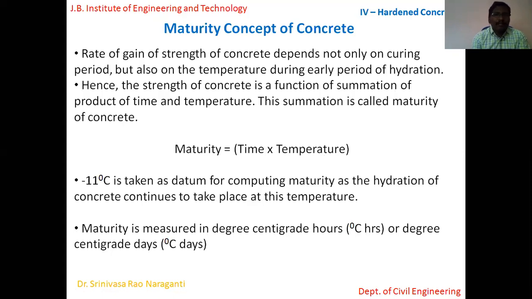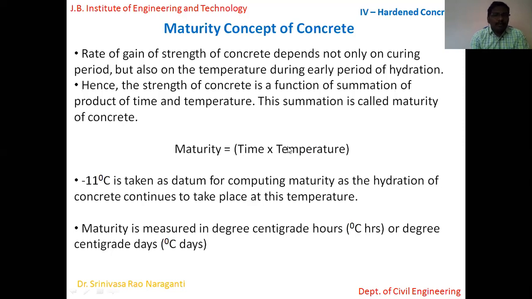So we call this maturity. Maturity is defined as the summation of the product of time and temperature. This will give me what is known as maturity. So that's how we define maturity: it is nothing but a function of the summation of the product of time and temperature.